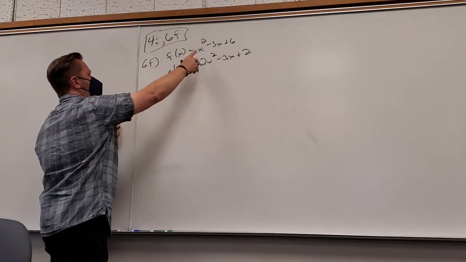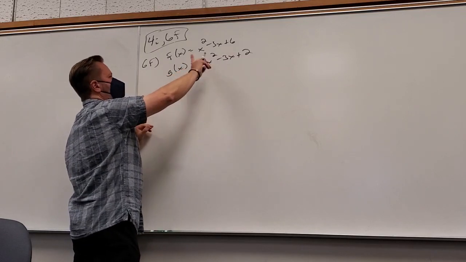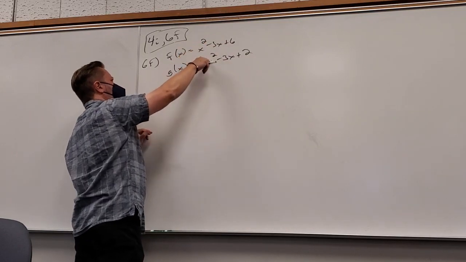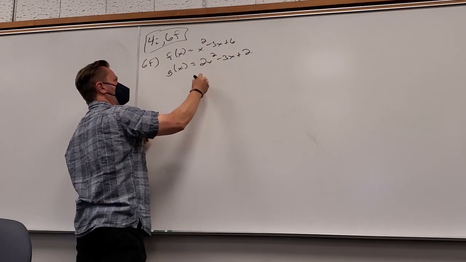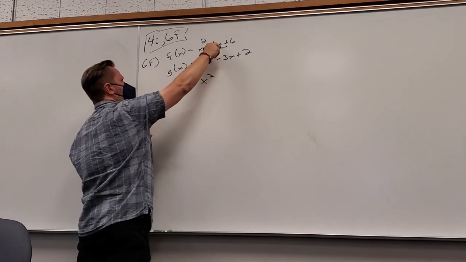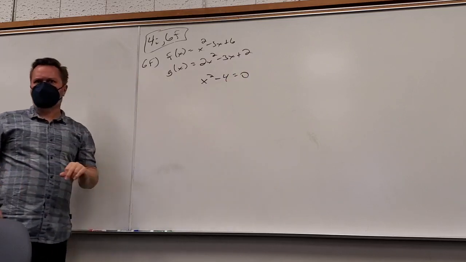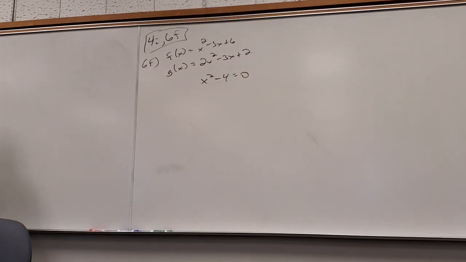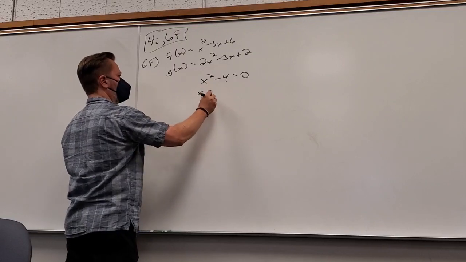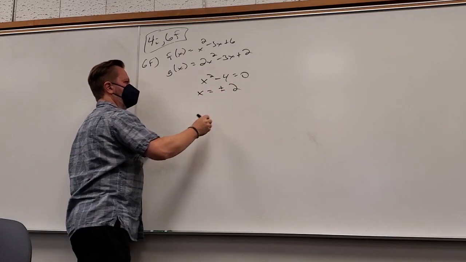If I set them equal to each other, I'm going to subtract one of them, so I'm just going to subtract these. 2x squared minus x squared, negative 3x minus negative 3x, 2 minus 6. Do you guys see what I'm saying? If I set them equal, I end up just subtracting one of them, so just subtract them where they sit. And then of course from there you get plus or minus 2.